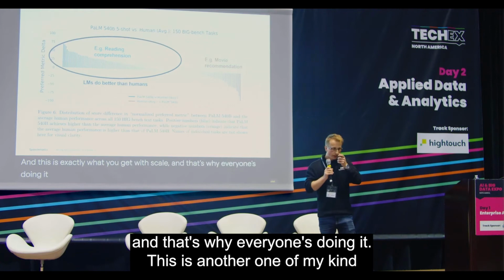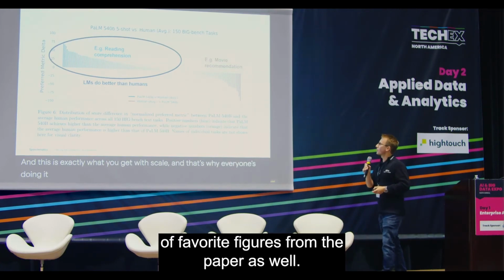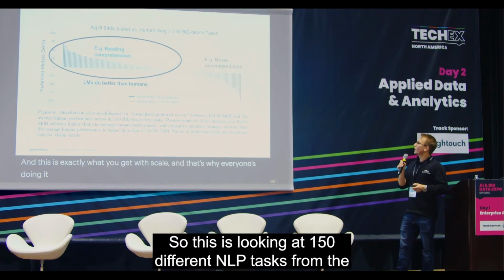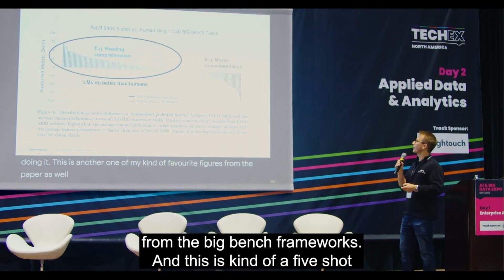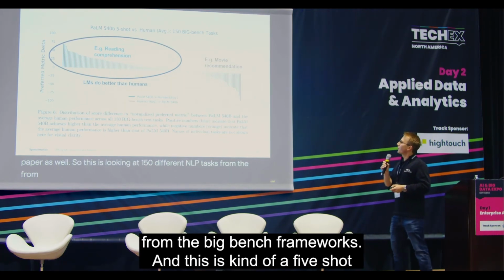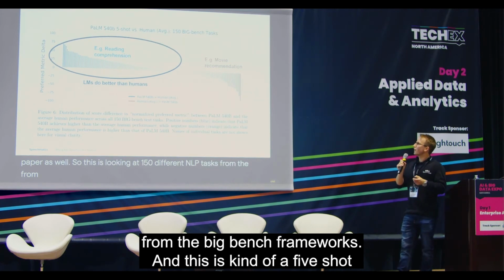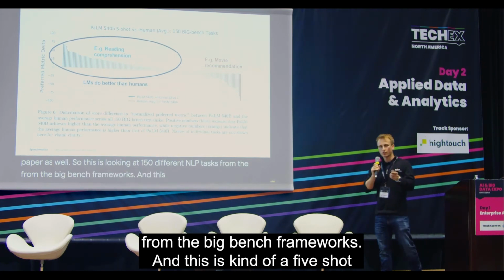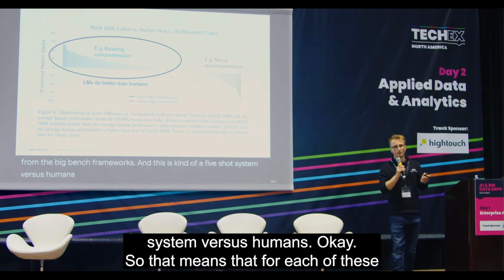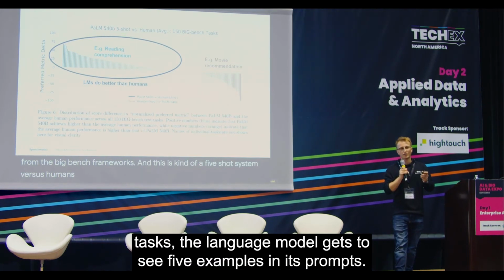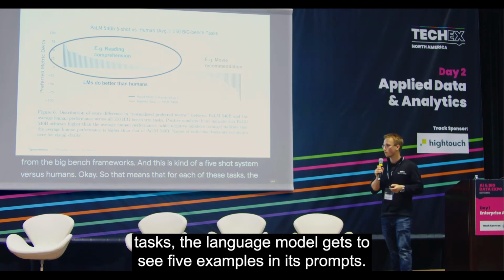This is another one of my favorite figures from the paper as well. This is looking at 150 different NLP tasks from the BIG-bench framework. And this is a 5-shot system versus humans, okay? That means that for each of these tasks, the language model gets to see 5 examples in its prompt.